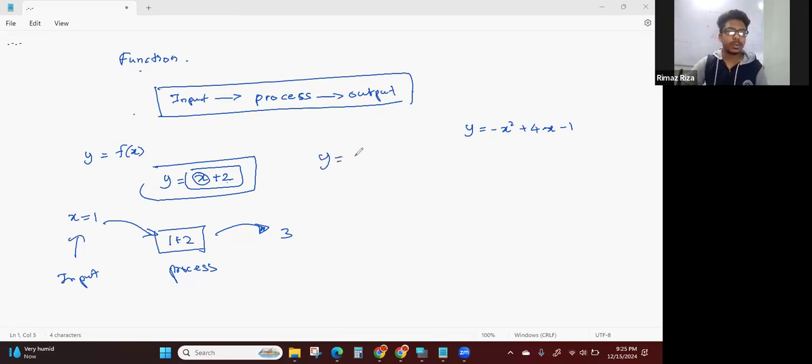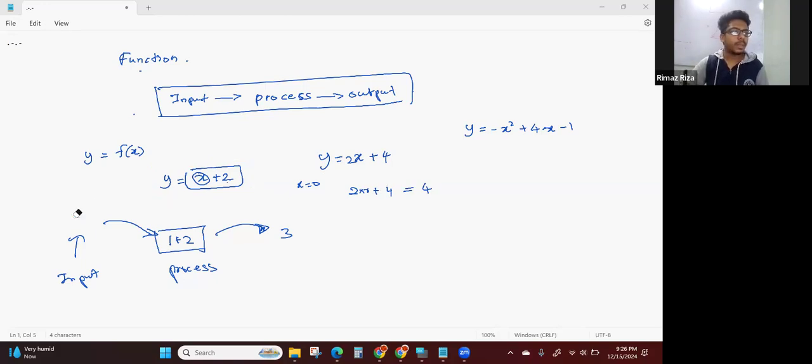Now, for example, y equals 2x plus 4. So here this function, if you give an input, it multiplies by 2 and then adds 4. For example, you can give x equals 0. Then it produces 2 into 0 plus 4. The output is 4. So whatever the input you give, it gives the output. Okay, so that is a function.